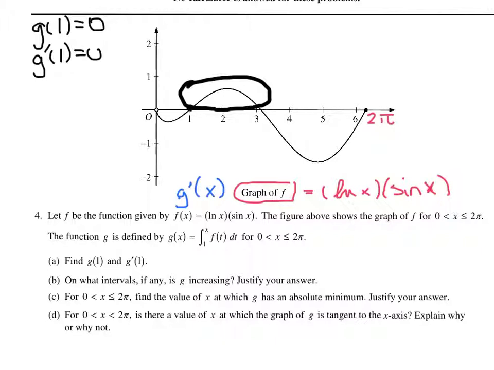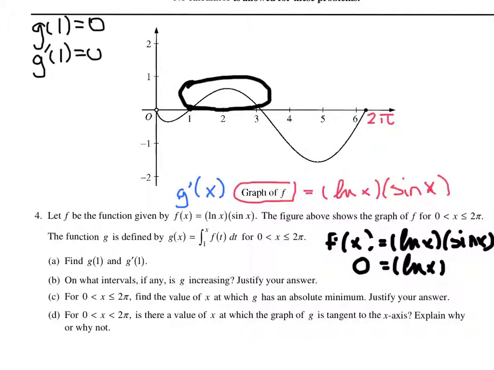Well, we look at the function f of x, which is the natural log of x times sine of x. And if I set that function equal to 0, then I can determine exactly what those zeros are. Graphically, it looks like it is at 1 and at pi, but we're going to verify that.